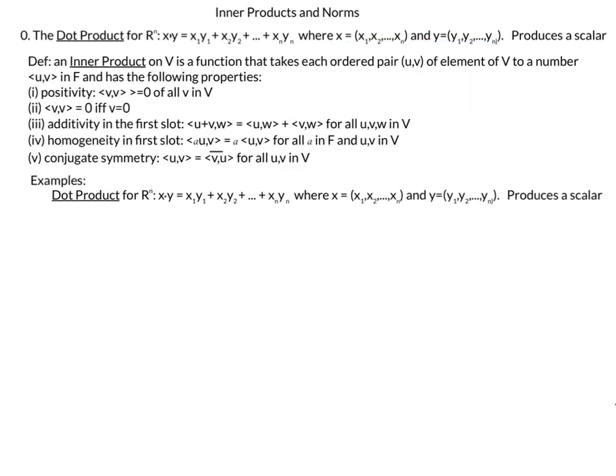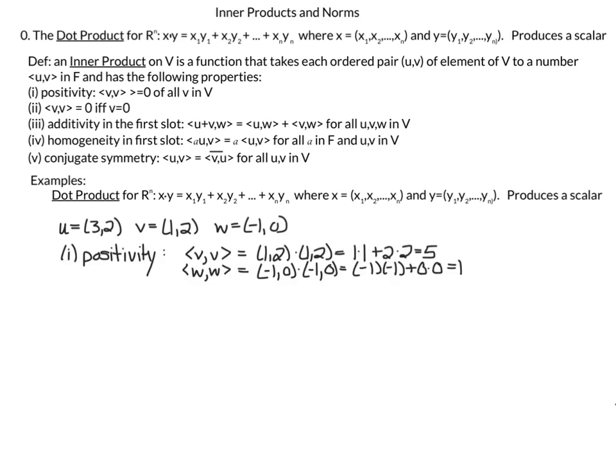In this next example, I'm going to use the dot product for Rn to illustrate some of these properties. Afterwards, I'll do some other examples with other inner products and show how you can prove that they meet these qualifications or have these properties. For this example, I'm going to look at R2, and I'm going to use the vectors u equals 3, 2, v equals 1, 2, and w equals -1, 0.